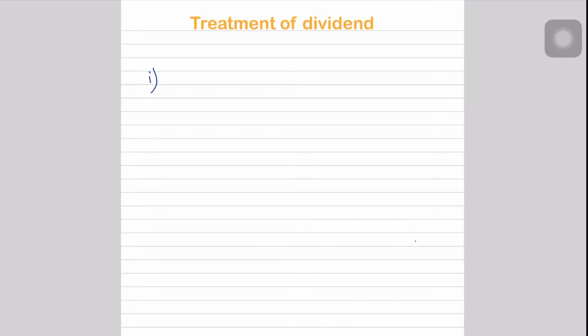In this video, we are going to learn what is the correct treatment of dividend. So students, dividend is basically a return on investment for the shareholder, because the shareholder has invested money in the company and he is expecting a return. So the dividend is given from the profits of the company to the shareholder as a reward, as a return on the investment that he has made in the company.